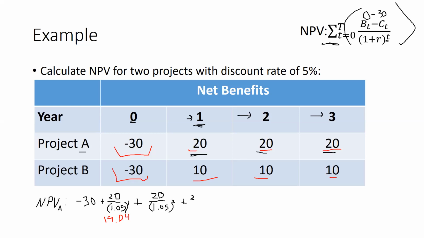And same thing for year 3. That's 1.05 cubed. Questions so far? Does everyone see how we did that?